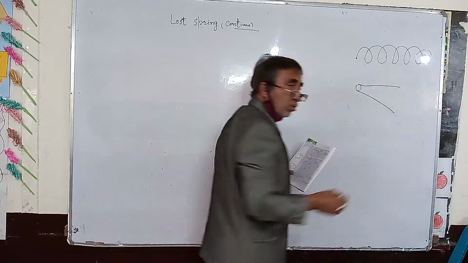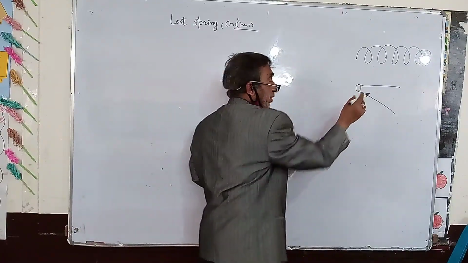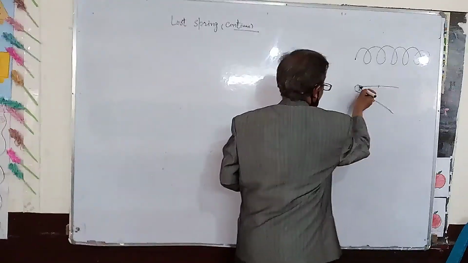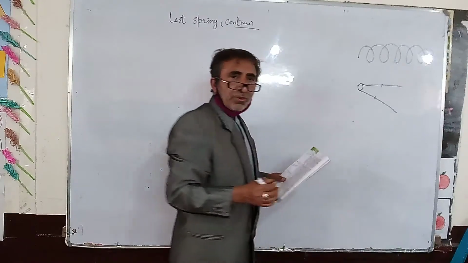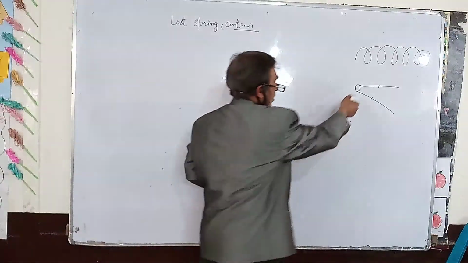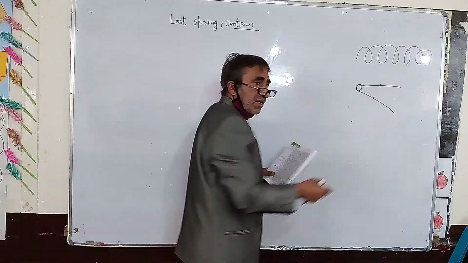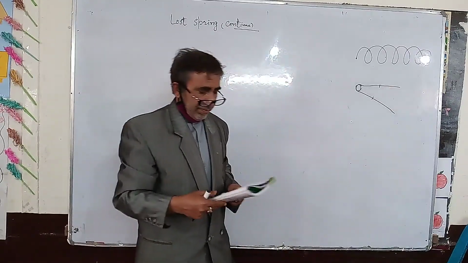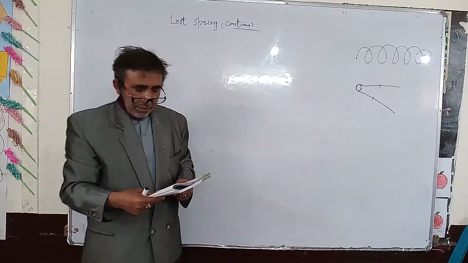This is a tong. Tongs. It has two arms. Here is a fixed point. When you have to pick up anything, we just press here, then we can lift the thing because these arms come very close to each other at that time.